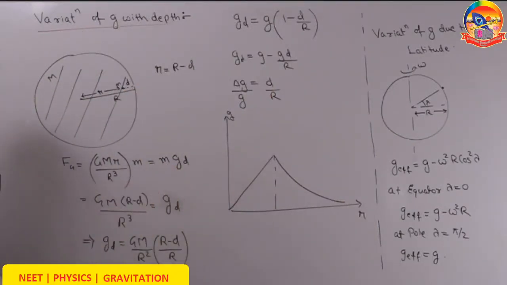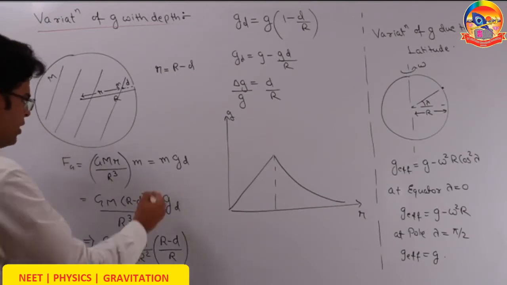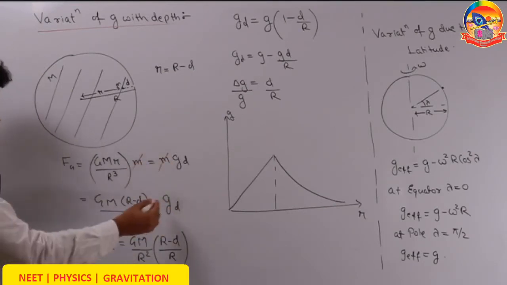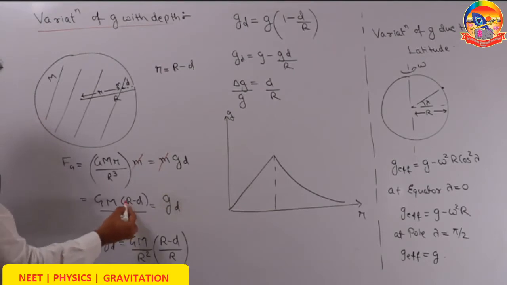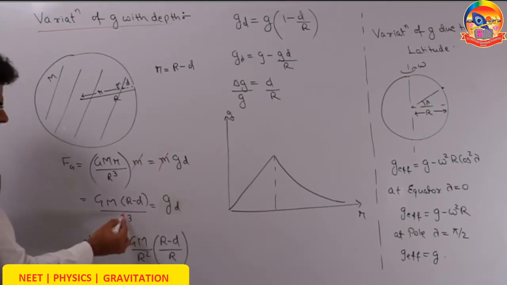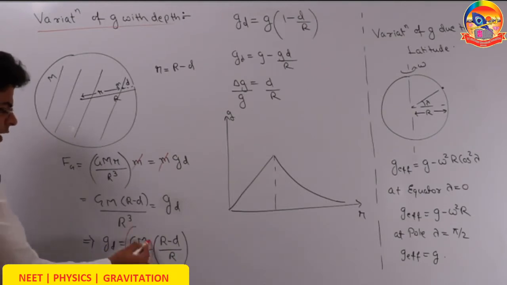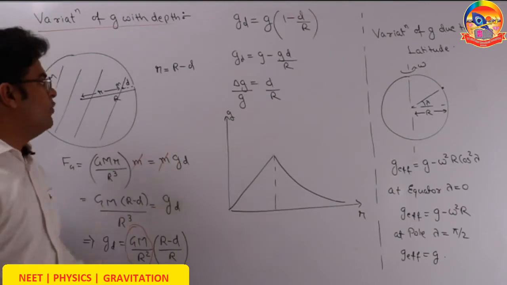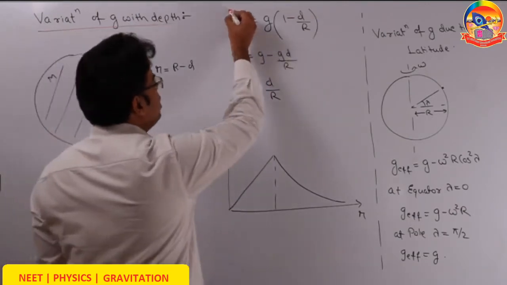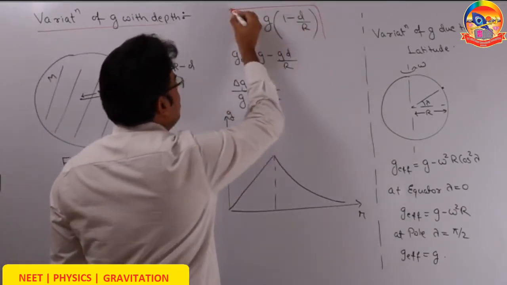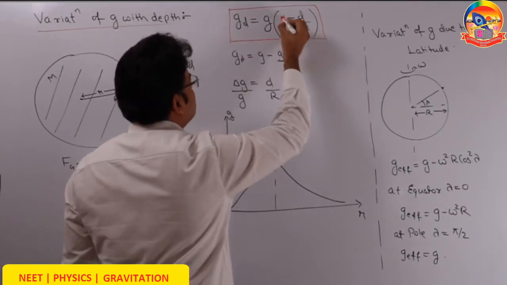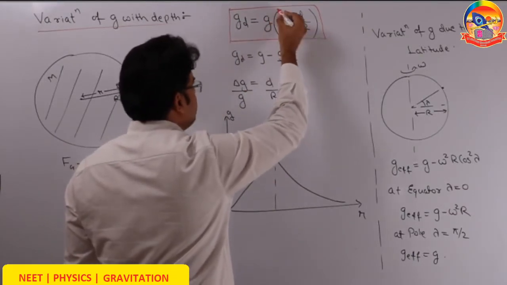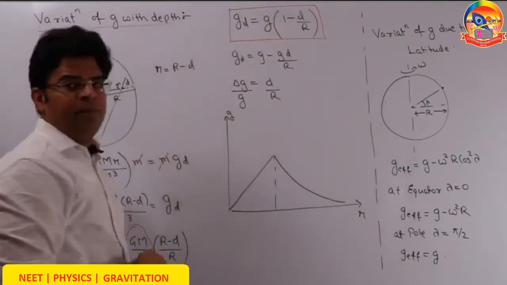You can cancel out m with m and get acceleration due to gravity at depth d equals GM by R square into (R minus d). Write this R cube as R square into R. Why? Because this quantity right here, GM by R square, becomes acceleration due to gravity on the surface of earth. So you can write acceleration due to gravity at depth d equals g into (1 minus d by R).